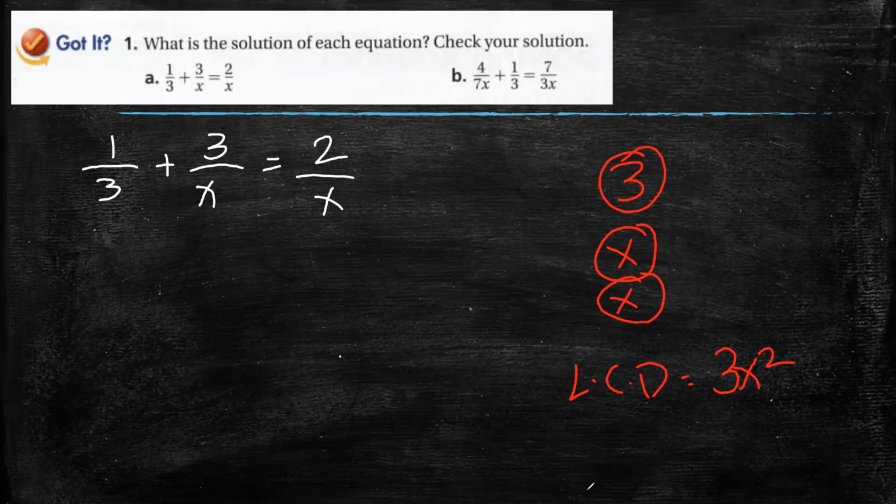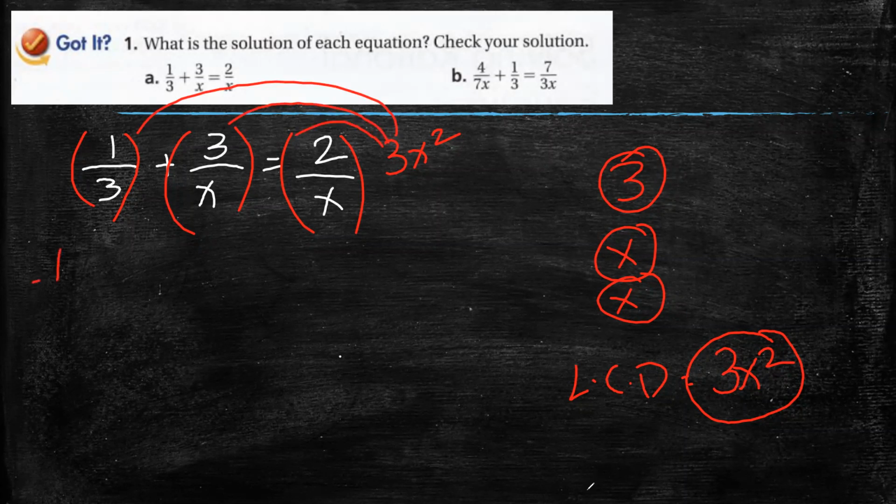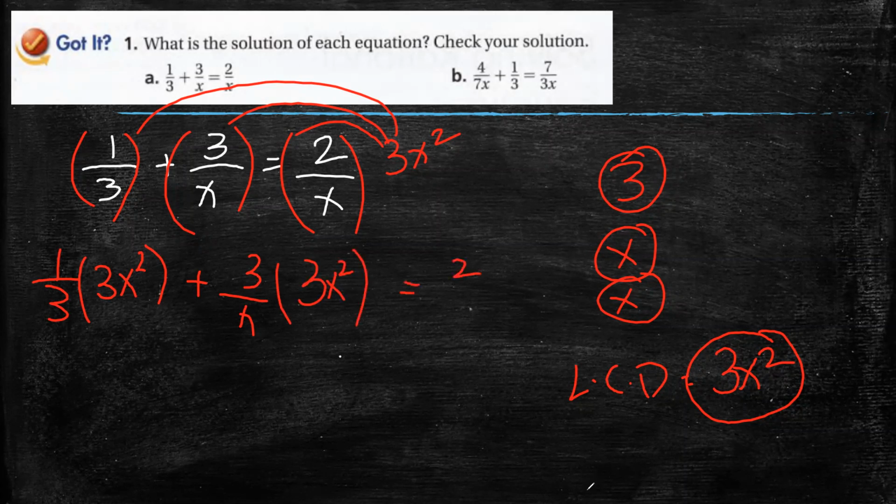Is it right? Yes, teacher. There's no common factor, so you have to multiply them. So you get 3x squared. Then you have to multiply this number by each term. So 1 over 3 times 3x squared plus 3 over x times 3x squared equals 2 over x times 3x squared.